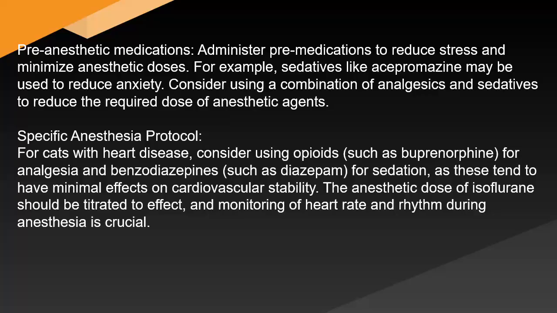Specific anesthesia protocol. For cats with heart disease, consider using opioids such as buprenorphine for analgesia and benzodiazepines such as diazepam for sedation, as these tend to have minimal effects on cardiovascular stability. The anesthetic dose of isoflurane should be titrated to effect, and monitoring of heart rate and rhythm during anesthesia is crucial.